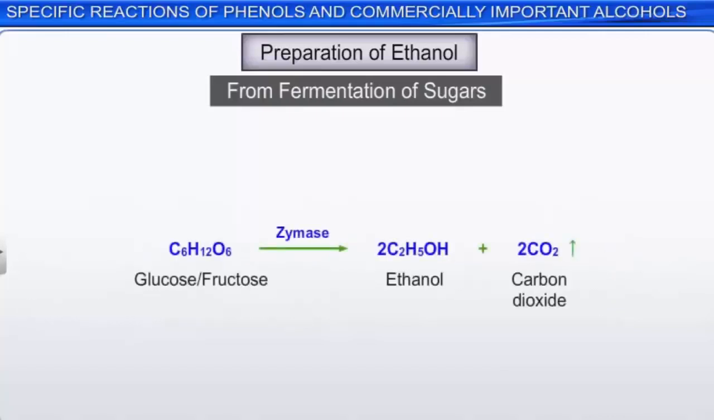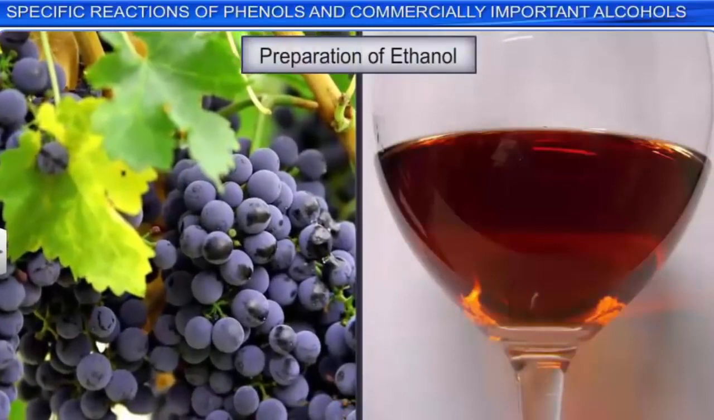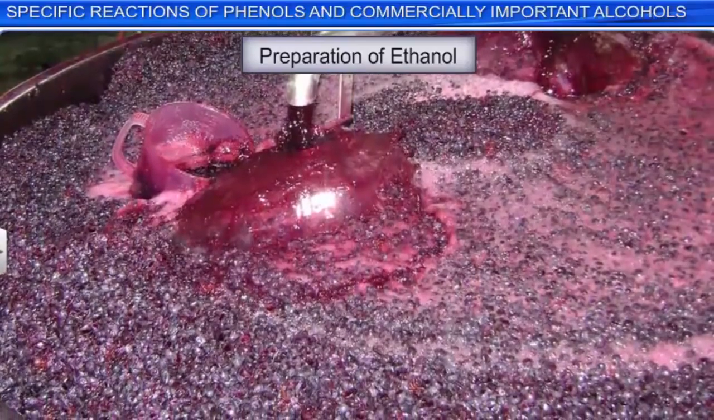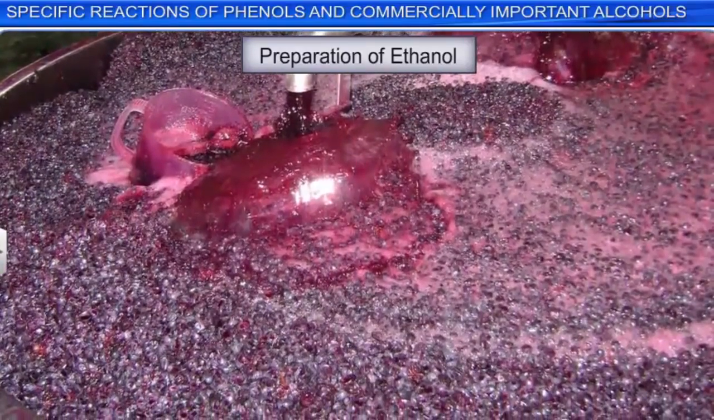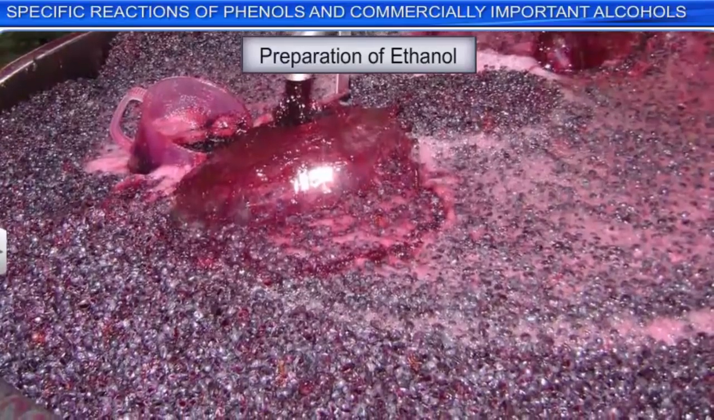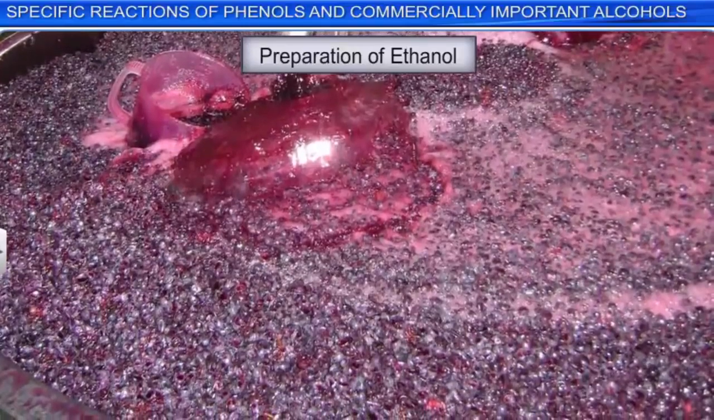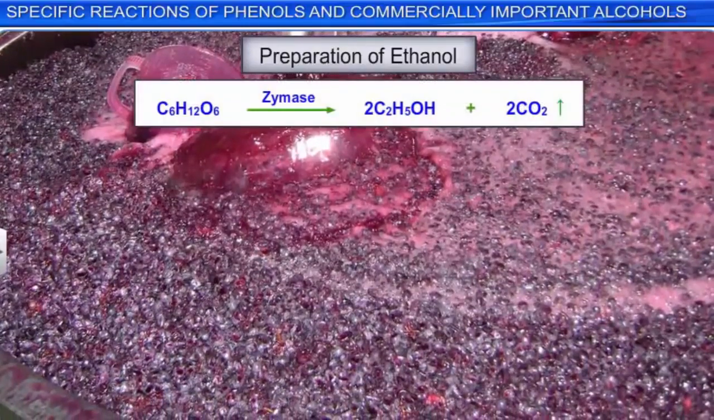Next, the yeast enzyme zymase ferments the simple sugars, glucose and fructose, to form ethanol. Carbon dioxide is also released. In winemaking, grapes are the source of sugars and yeast. As the grapes ripen, the sugar content increases. Yeast grows on the outer skin of the grapes. When the grapes are crushed, the sugar and the enzyme zymase come into contact, which initiates the fermentation.